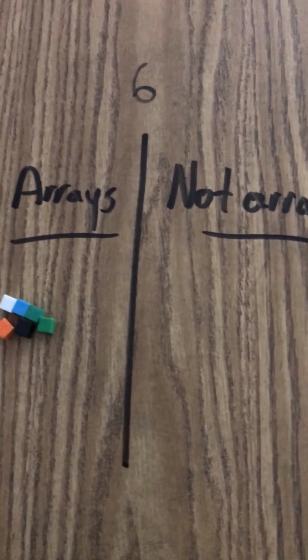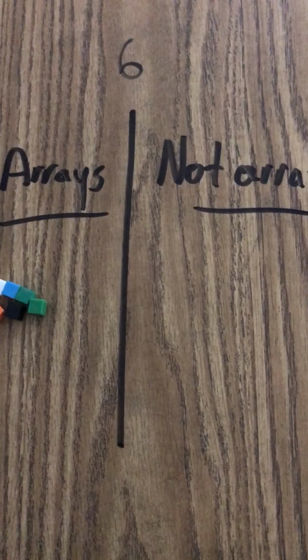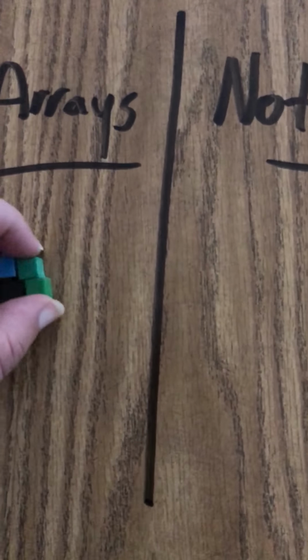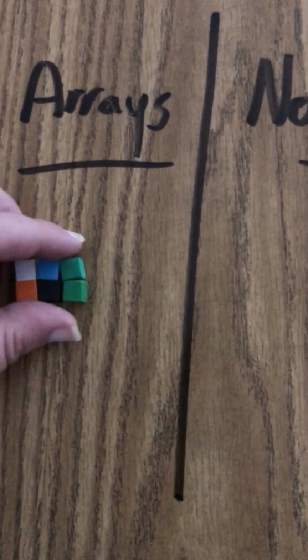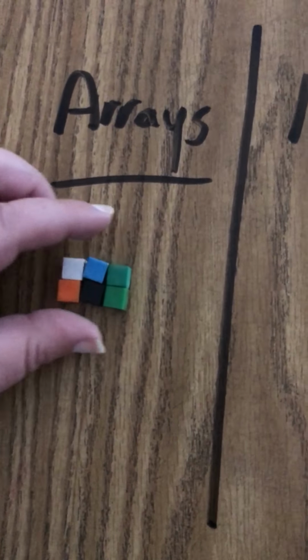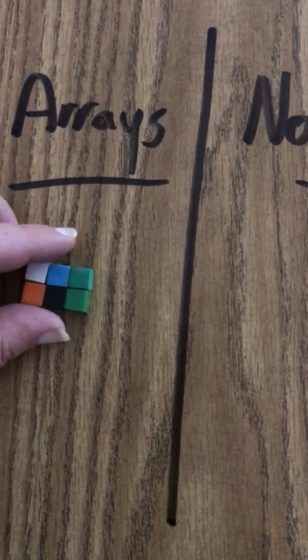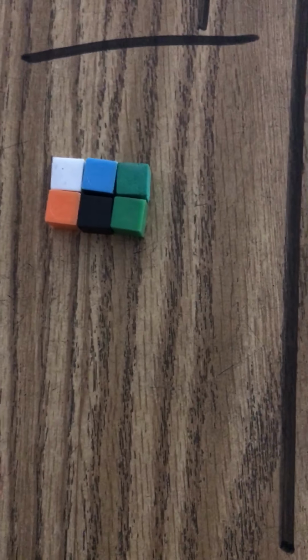Now, an array is not just a number of cubes. An array has to be set up in a specific way, okay? And that shape that we're looking for is either the shape of a square or a rectangle. Now, this is an array. And what are some of the rules of an array?